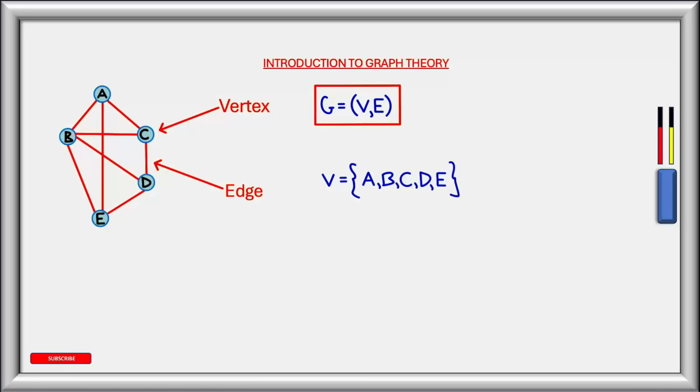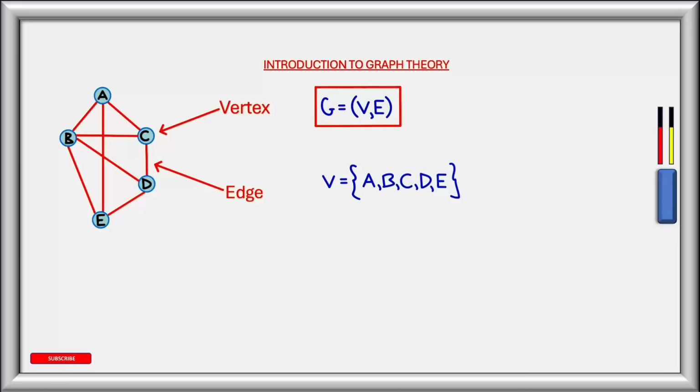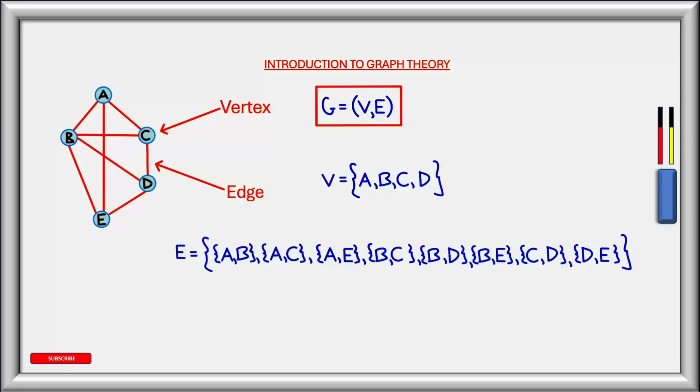Next, we define the edge set, denoted by capital E. This describes the specific connections between those vertices. For our graph, the edge set looks like this. So E is equal to {AB, AC, AE, BC, BD, BE, CD, DE}. And once again, the notation of curly brackets means that these pairs are unordered.